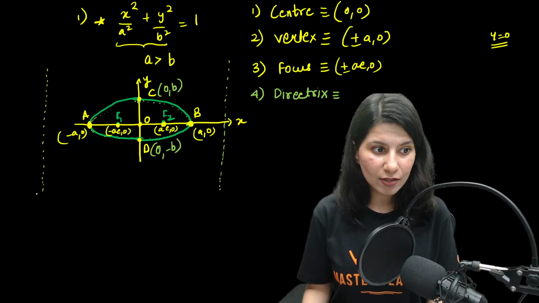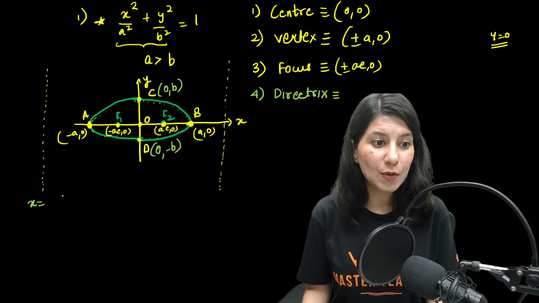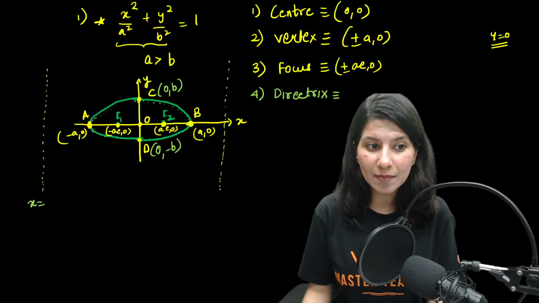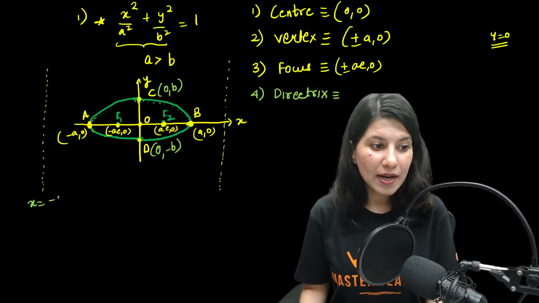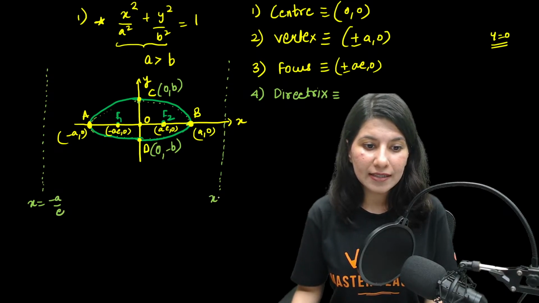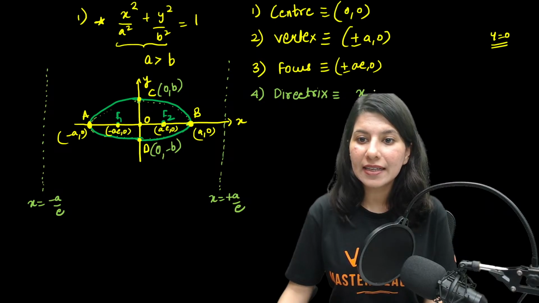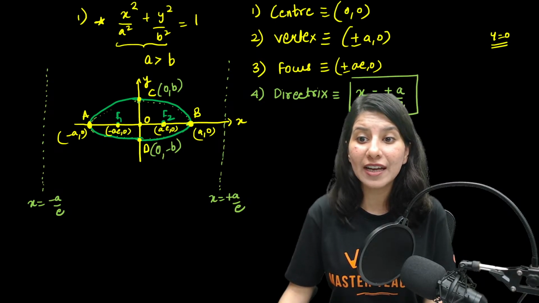So the directrix of the ellipse will be x equals, where e is eccentricity, minus a/e and plus a/e. So this is x equals minus a/e, and this is x equals plus a/e, right? So the directrix will be x equals plus minus a/e. This is your equation of the directrix.